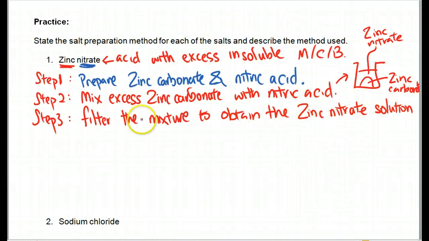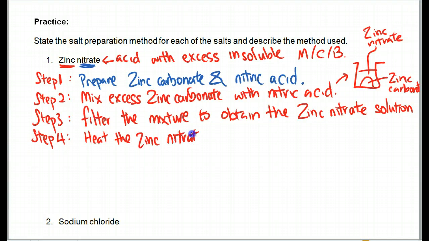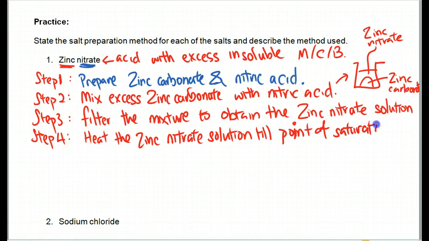Now, once you have the zinc nitrate solution, step 4 and 5 is actually crystallization. So step 4 is actually heat the zinc nitrate solution till point of saturation, and then allow it to cool. That is step 4.